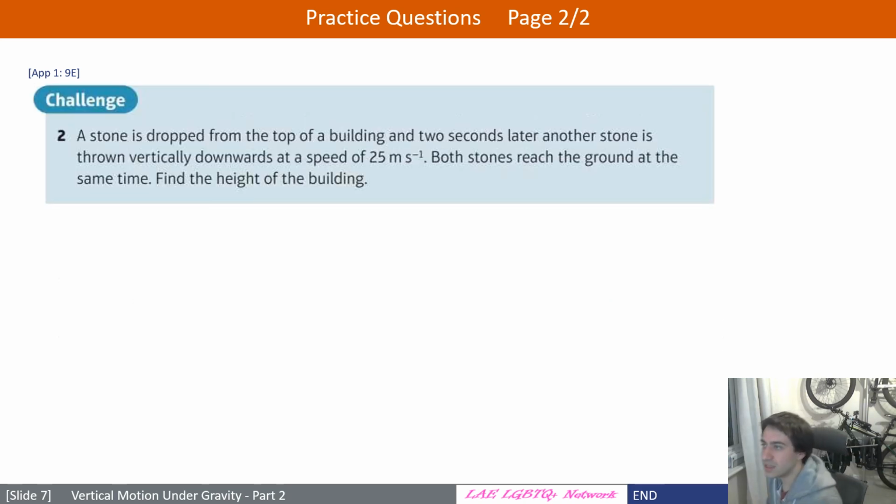Okay, and here is your challenge. I quite like this one because it feels a bit similar to two things hitting each other, but instead it's this interesting idea. I throw a stone, 2 seconds later I throw another one. If they hit the ground at the same time, how high is the building? It's a good one. So you'll want to find S as a function of t for both of them, and then think about what things you need to equate if they're hitting the ground at the same time. You can pause the video now.